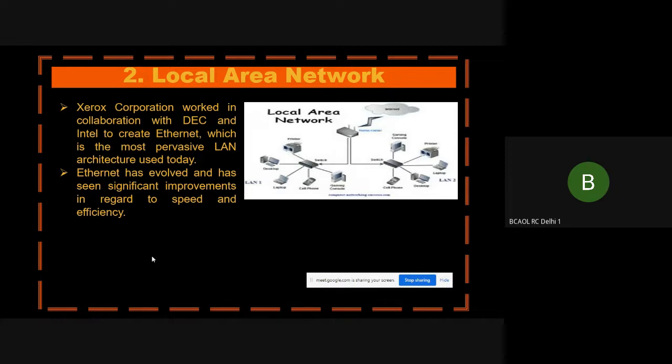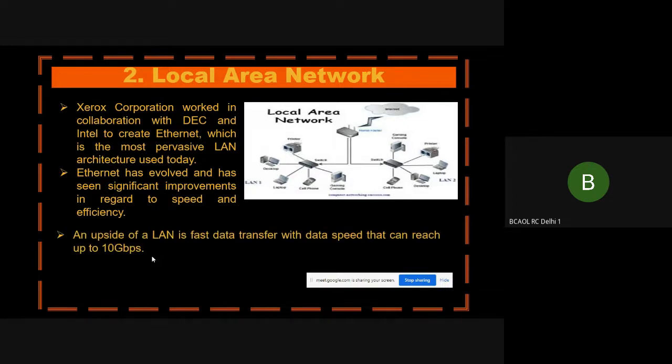So basically, you are generally using a cable, a wire-based medium. Your switch is being used to connect from one level to the other level, or you can use a bridge also. An upside of a LAN is fast data transfer, with data speed that can reach up to 10 gigabits per second. So basically it's a fast data transfer network, local area, because it's in a limited area.